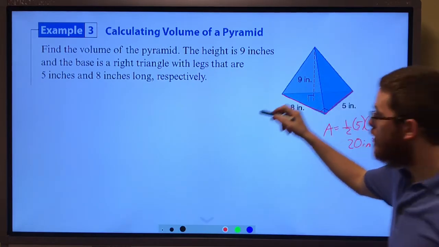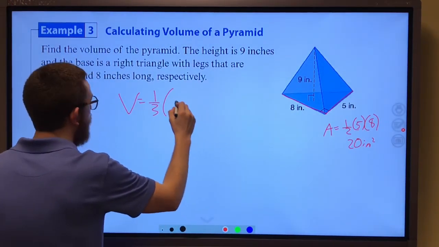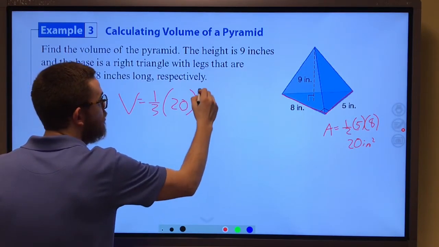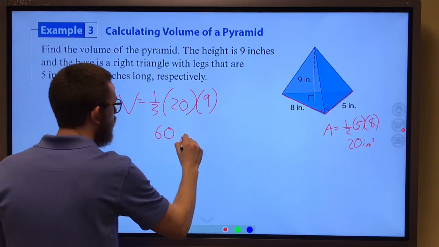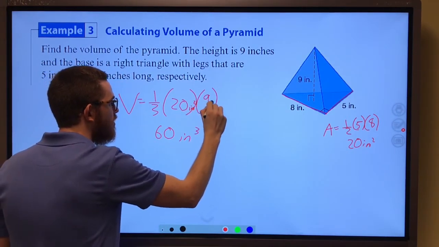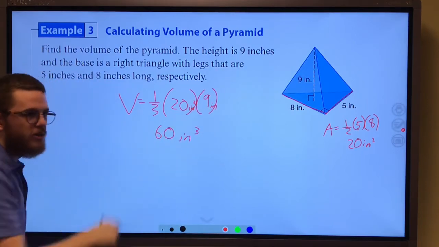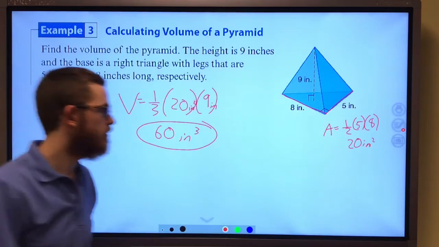And now we know for the volume of a pyramid, it's 1/3 times the area of our base times the height, which is 9. This comes out to be 60 cubic inches, because this was inches squared. That's inches, and inches squared times inches gives us inches cubed. This is volume. It's 3 dimensions.